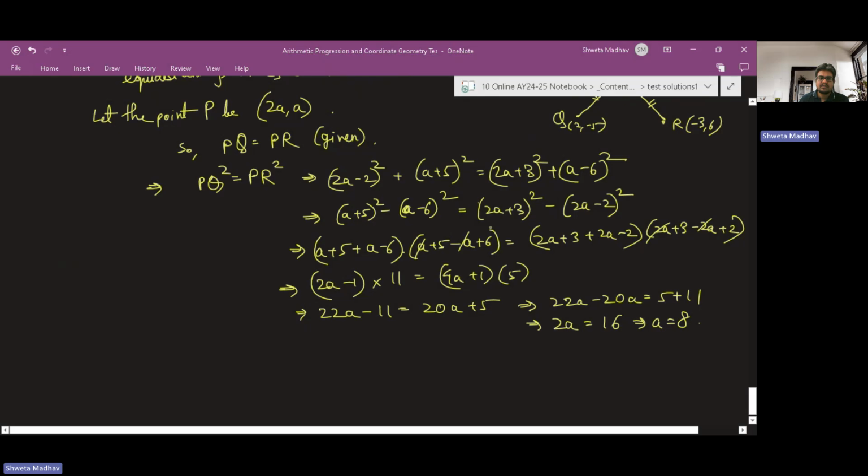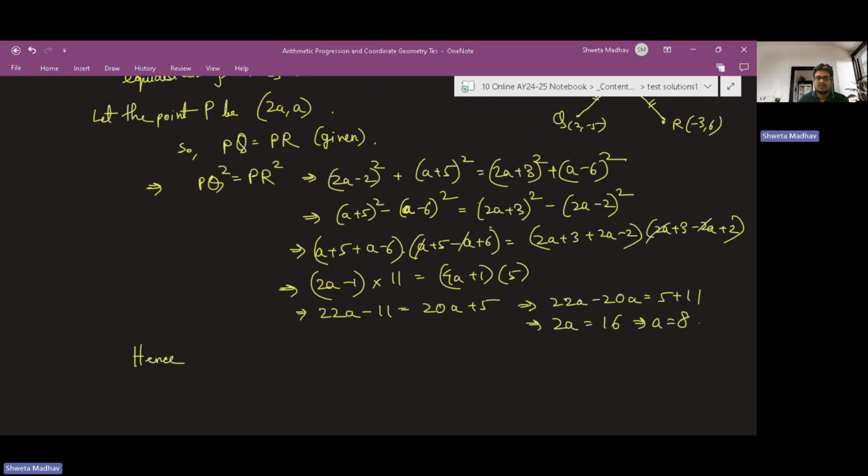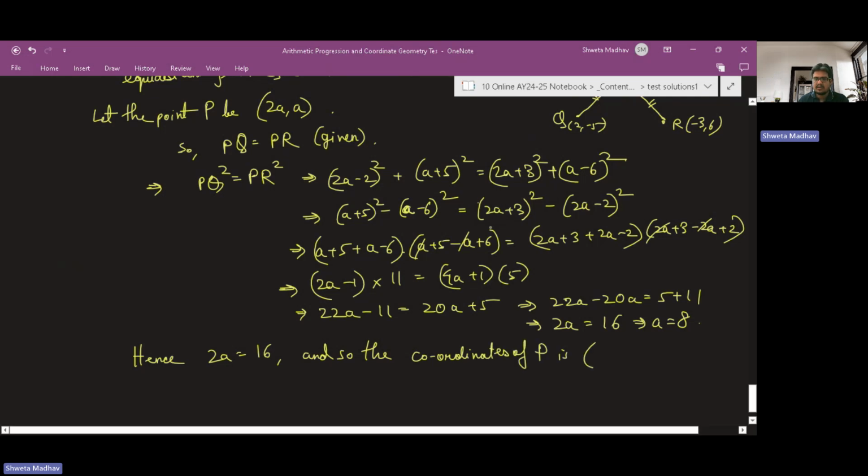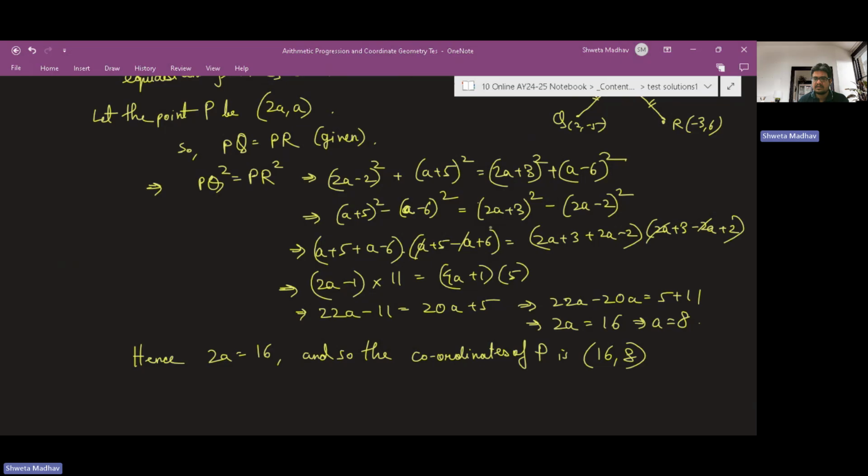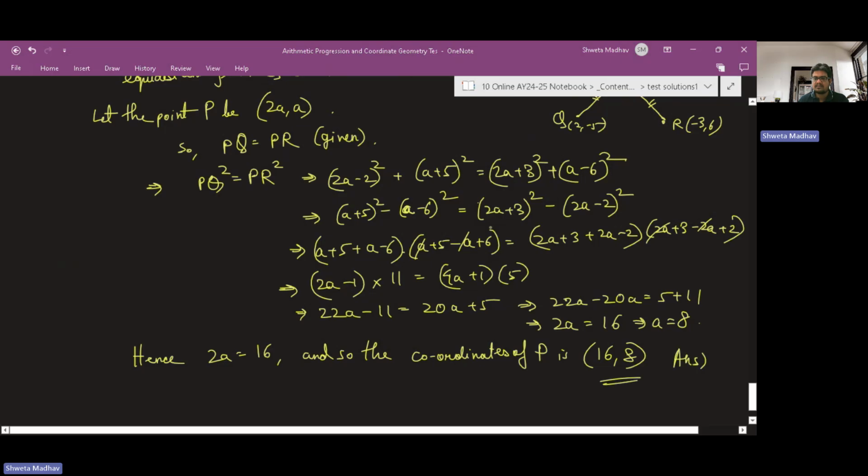So hence we can say 2a will be equal to 16. And so we can say the coordinates of the point P is 2a comma a, so it is 16 comma 8. 16 comma 8 is the answer.